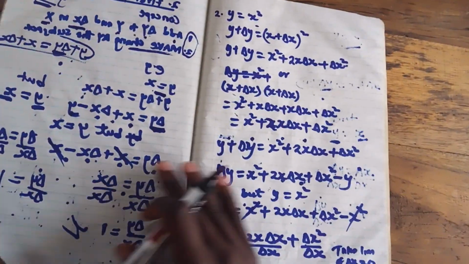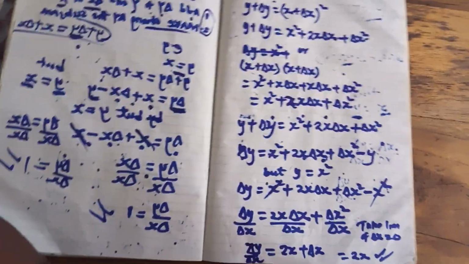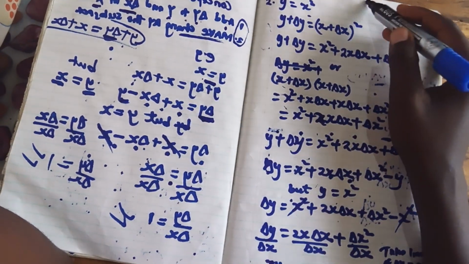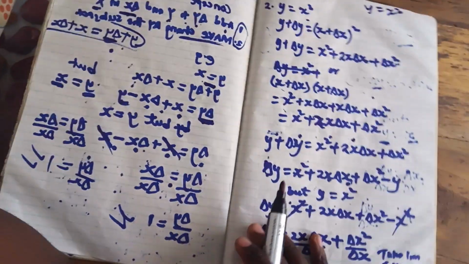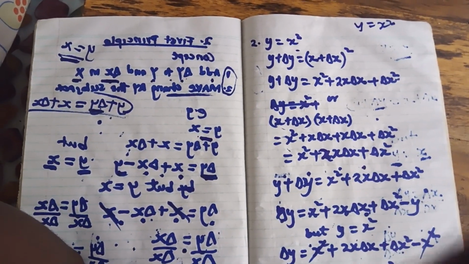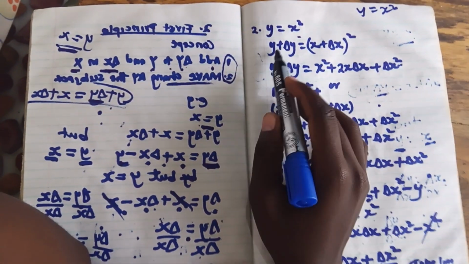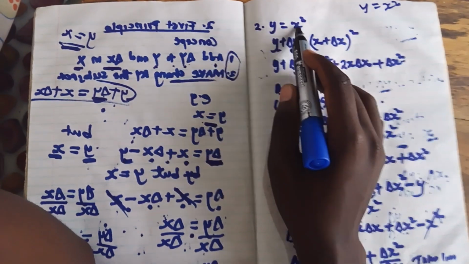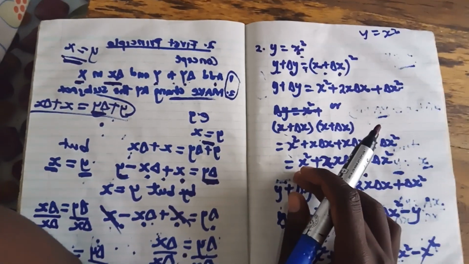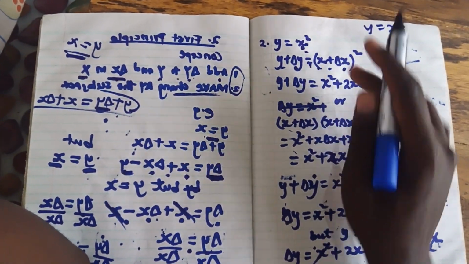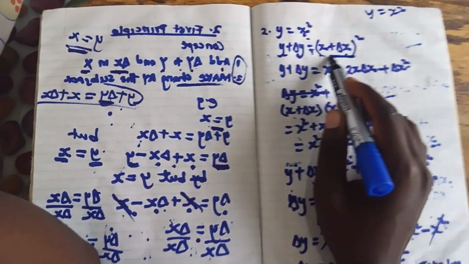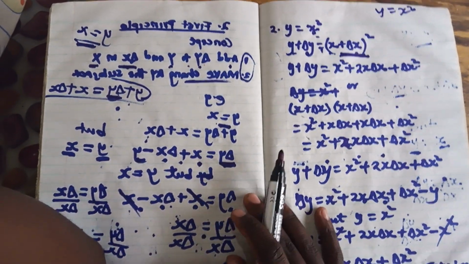Now let us look at the second example. The second example has said y is equal to x squared. Then we said you add change in y whenever you see y. So we have y plus change in y, which is equal to x. Our x, we add change in x, but our x was squared. So meaning x plus change in x, all in brackets, should be squared. Then we have to expand this one: x plus change in x, all squared.